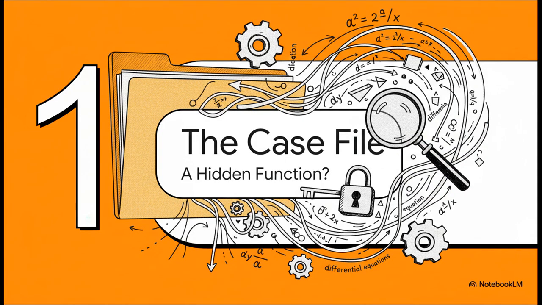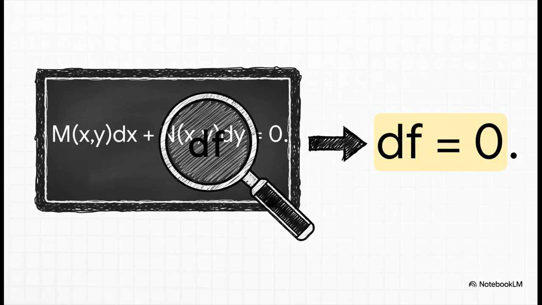Okay, so let's get into our case file. The kind of equation we're looking at today, our person of interest, if you will, is any first-order differential equation that you can write in a very specific way. It's always going to look like this. Some function M, which has x's and y's, times dx, plus another function N, also with x's and y's, times dy, all equals 0. Our whole mission here is to figure out if this entire expression is actually the total differential df of that secret function f we're looking for. Because if it is, then df equals 0, and solving it becomes way easier.